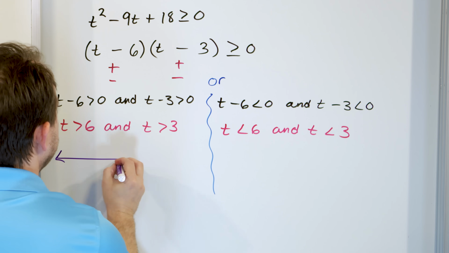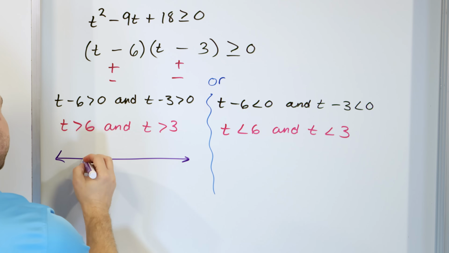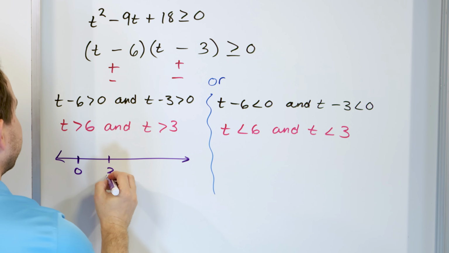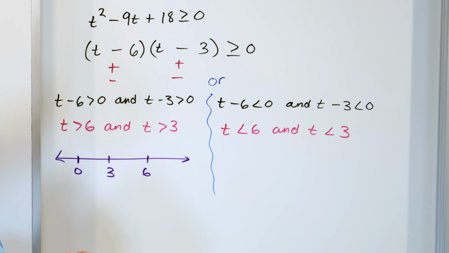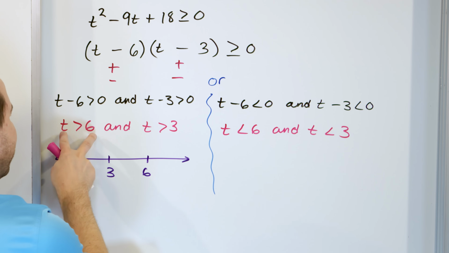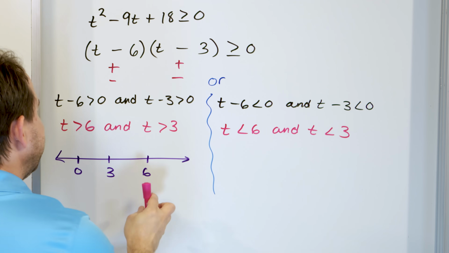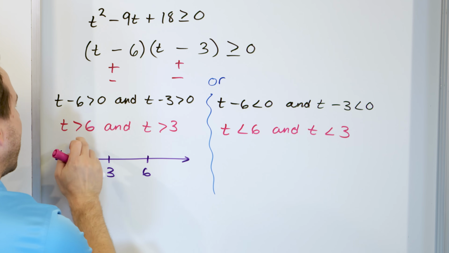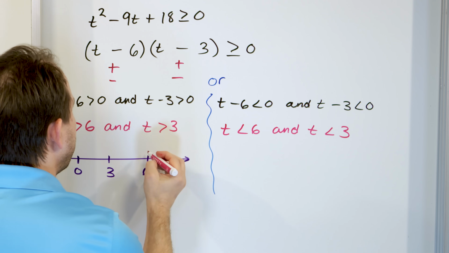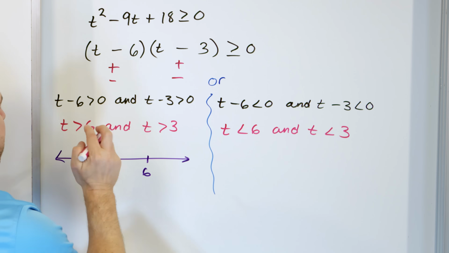So we draw a number line. We say our magic numbers are at 3 and 6. So here's 0, somewhere over here is 3, somewhere over here is 6. And what we're saying is that somehow we need numbers to be bigger than 6, but at the same time being bigger than 3. So we need them to be bigger than 3, all right, but they also have to be bigger than 6.